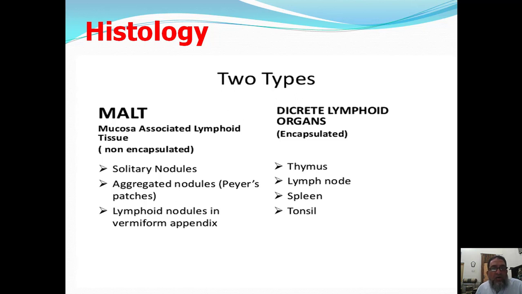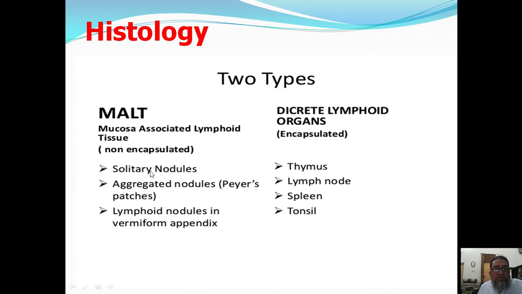Unencapsulated, which we will also call non-encapsulated. These are scattered, but they are well-known entities of the lymphatic organ. These are called mucosa-associated lymphatic tissue, also called MALT. On my left side, this is a MALT, mucosa-associated lymphatic tissue.